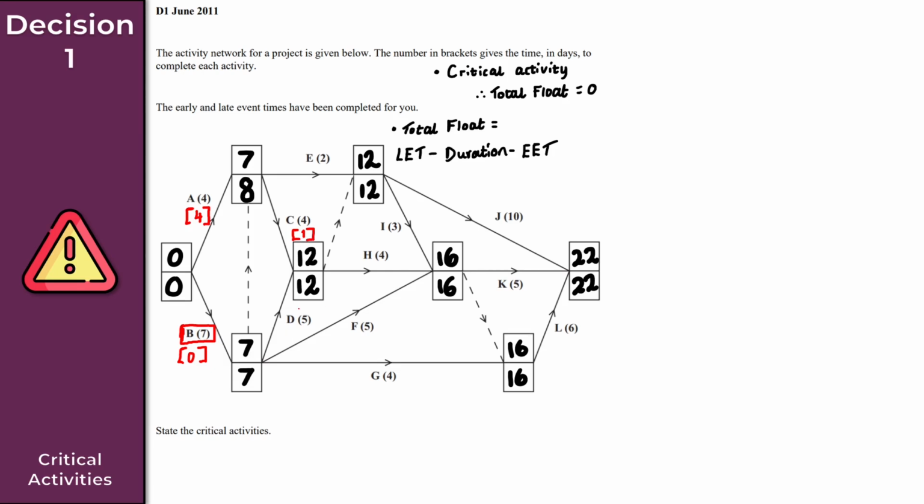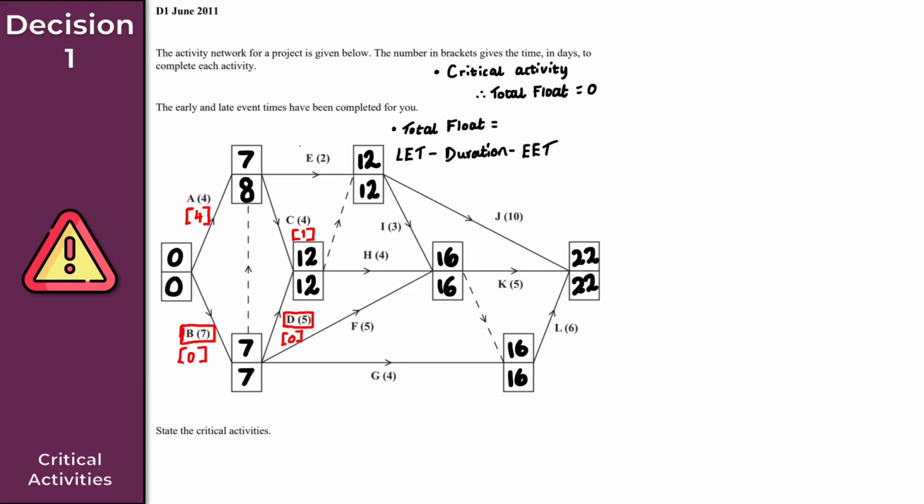What about activity D here? So my late event time is 12, minus the duration, which is 5, so I get 7, minus the early event time of 7. That gives us a total float of 0. And again, what I found here is a critical activity. So activity D is also a critical activity. Let's just keep going here.